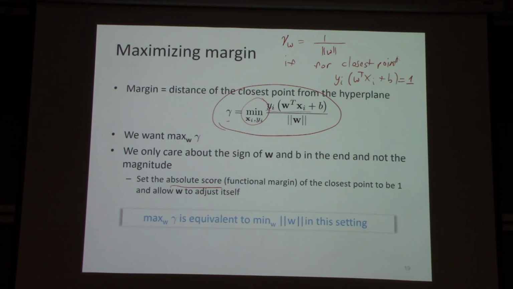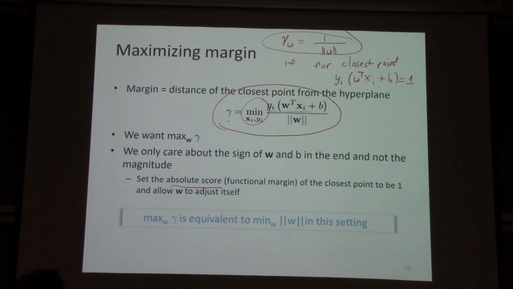So that means maximizing the margin is equivalent, I want to find the w that maximizes this quantity on top, the 1 over norm of w. But maximizing 1 over norm of w is the same as minimizing the norm of w. So here's the new recipe, which is equivalent. Instead of maximizing the margin, I'm going to minimize the norm of w such that the closest point has an absolute score of 1.